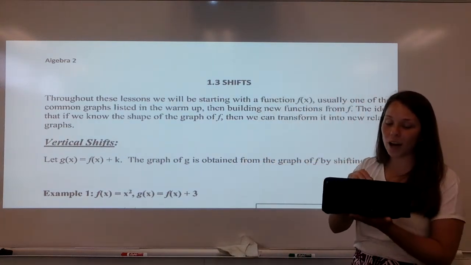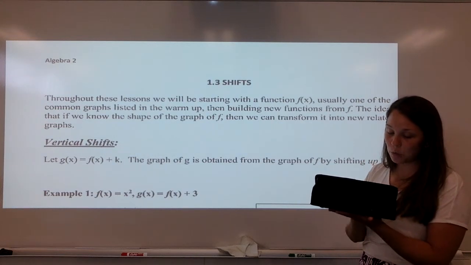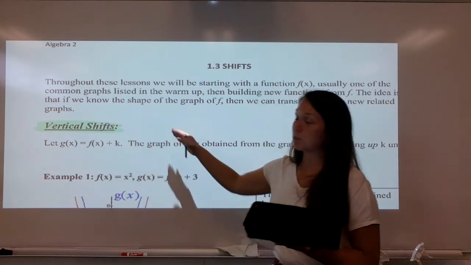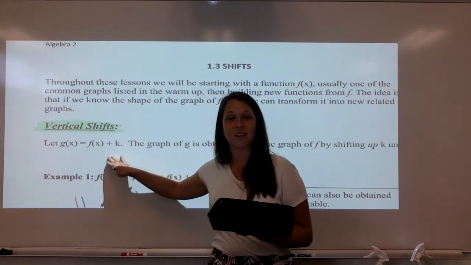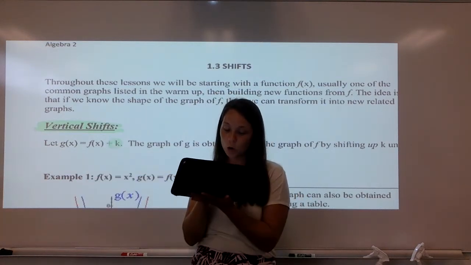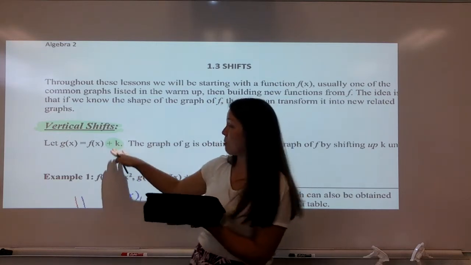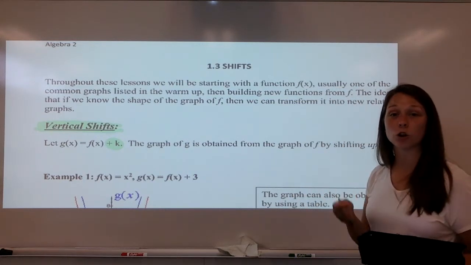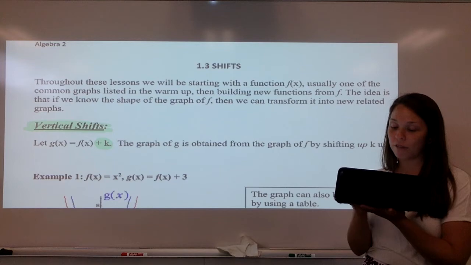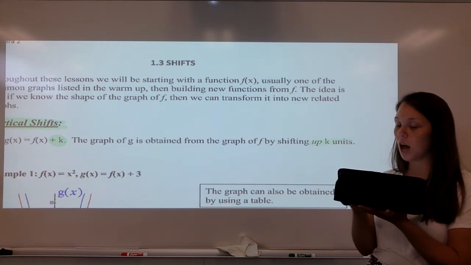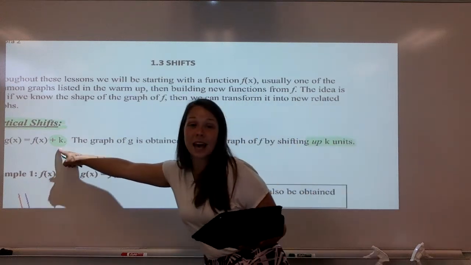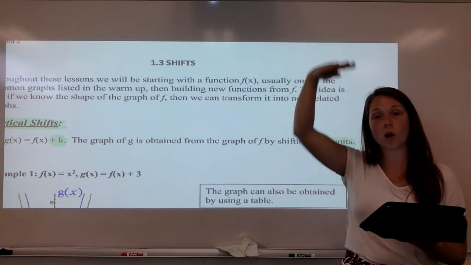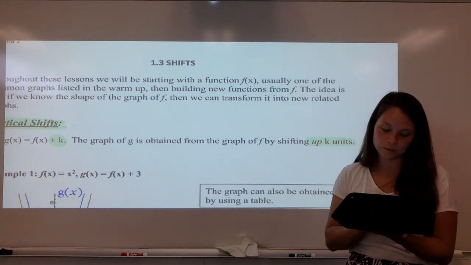So the very first thing you're going to want to highlight on this page or make sure that you make note of are vertical shifts. It says let g of x equal f of x plus k. Now, I know that this is really mathy notation here, but what this is saying is when you notice something like a plus k on the end of some original parent function, that is causing a vertical shift. Specifically, the graph of g is obtained from the graph of f by shifting up k units. So that plus k is going to move the whole graph up that many units. So all the points will all get moved up that many units for whatever k is.